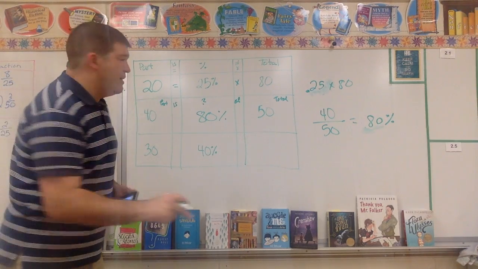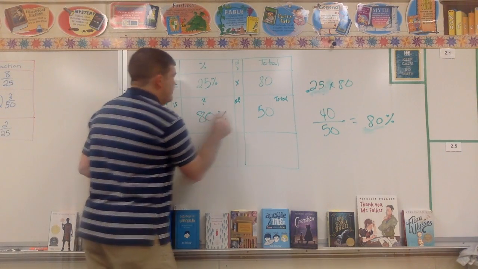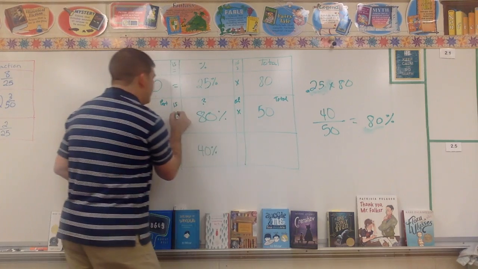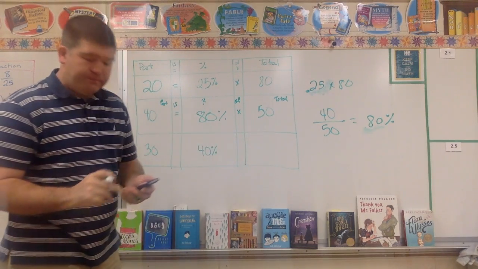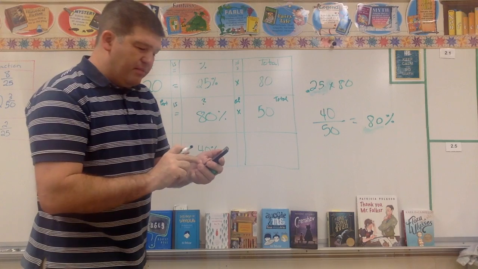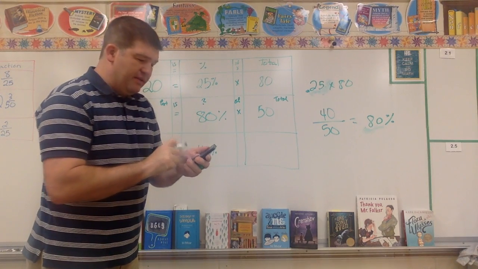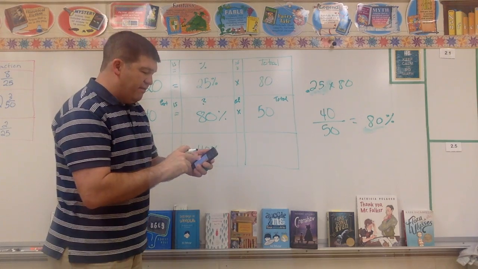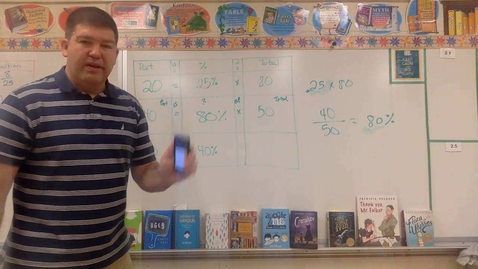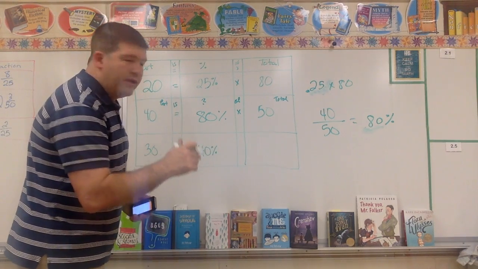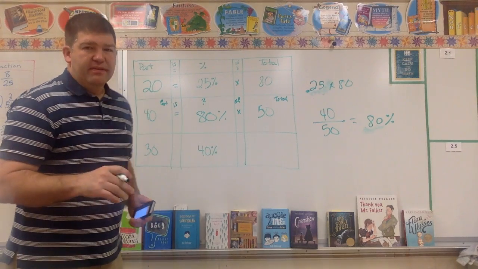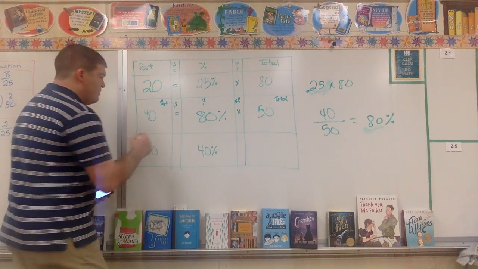Now, if I want to check it, this 80% times 50 should equal 40. So 80% is 0.80. 0.80 times 50 equals 40. Okay, we're good.